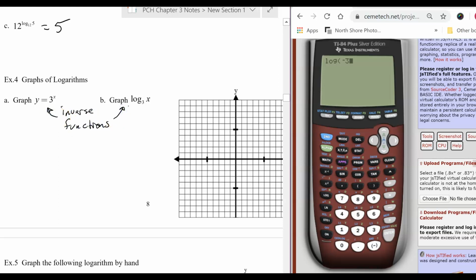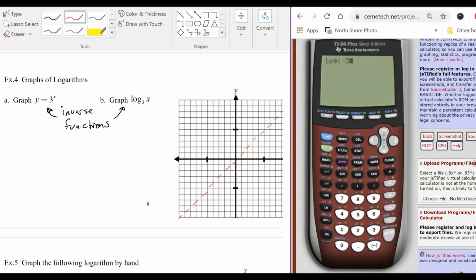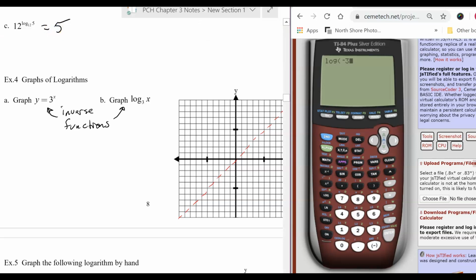All right, so if you recall, inverse functions, graphically, are going to be reflections over the line y equals x. So another way to think about that is that the x and y coordinates just switch with each other. So let's take a look at y equals 3 to the x, and let's make a table of a few values so that we can graph it. So let's look at -2, -1, 0, 1, and 2.